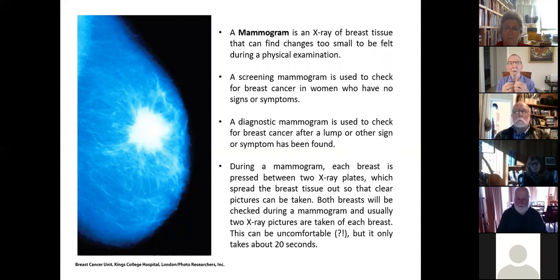The mammogram can find changes that are too small to be felt with physical examination. So as most of you girls will know, screening mammograms are used to check for breast cancer in women who are asymptomatic. And a little description here: during a mammogram, the breast is pressed between two X-ray plates.